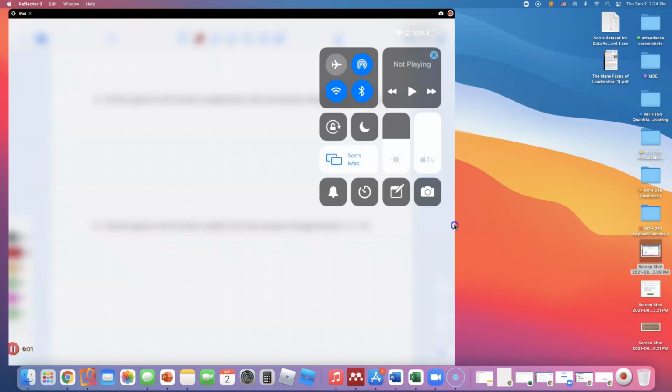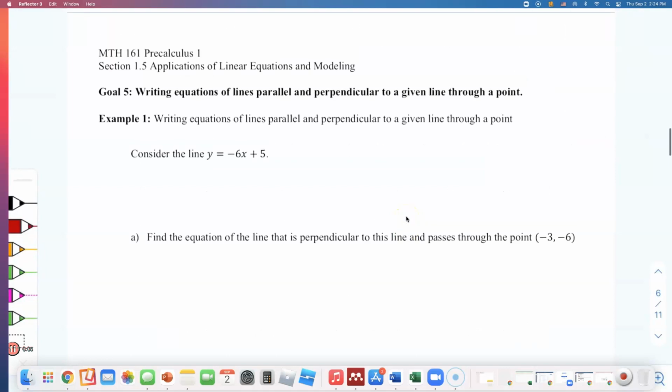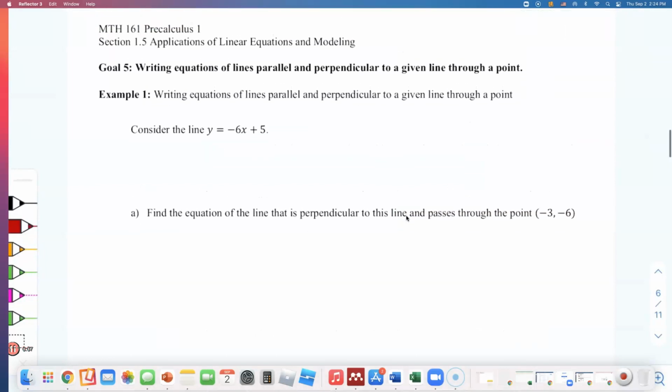Well, now we practiced slope of parallel and perpendicular lines. We can use that slope to write equations of those lines. So goal number 5 for section 1.5, we're writing equations. And I'm going to start with point slope form again. Writing equations of lines parallel and perpendicular to a given line through a point.